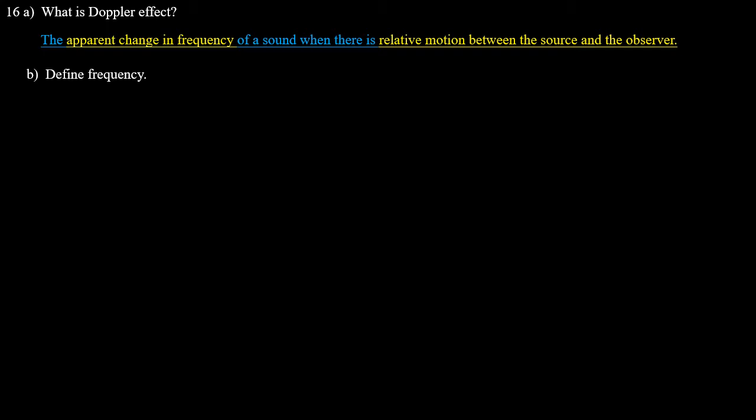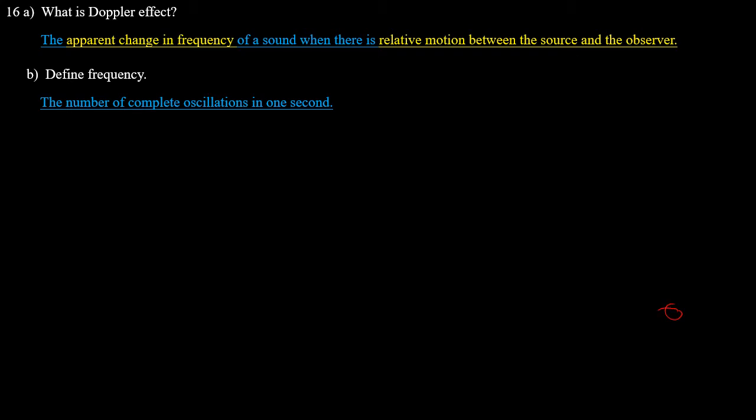And then the second question to talk about is define frequency. So what is actually frequency? Frequency is the number of complete oscillations in 1 second. So whenever we talk about 10 Hertz, 10 Hertz means we have 10 complete cycles in 1 second.